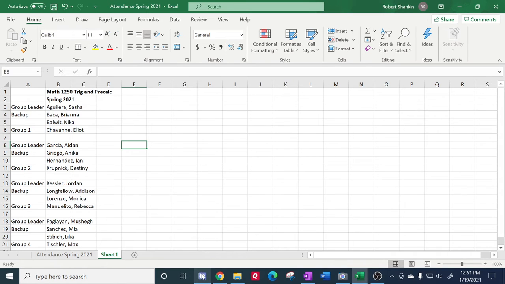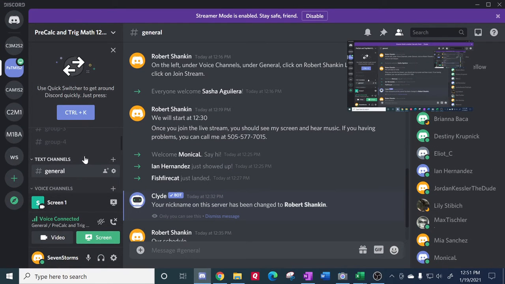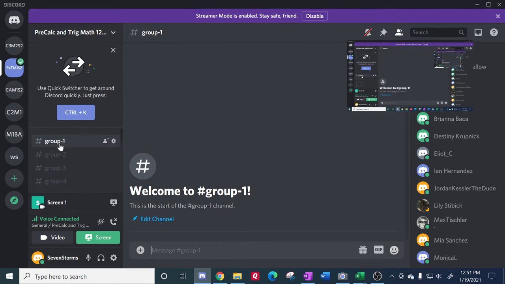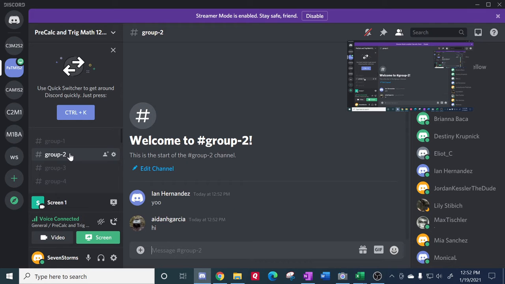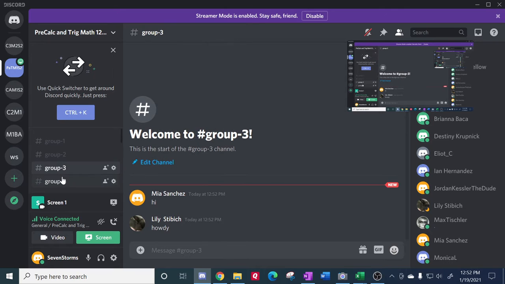so now let's go to Discord. I'm going to want everybody to go into your group. So you see the text channels right above them. If I click on group 1, that's your group. Everybody go into your group and just type in hi, and it'll say who it's from as well, so the other people in your group can see who's here today.